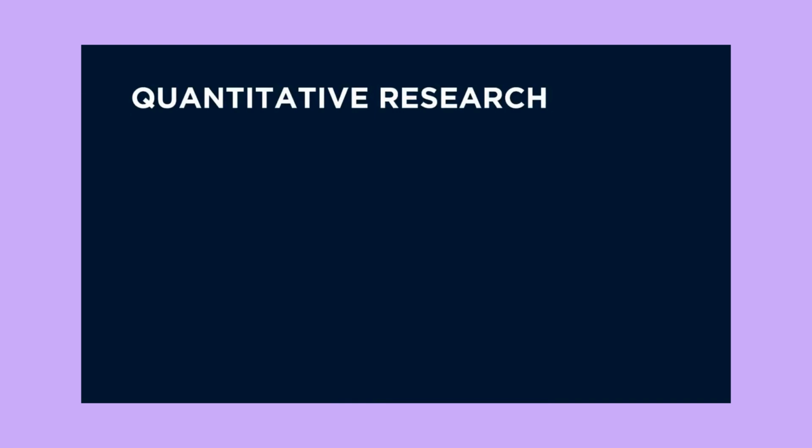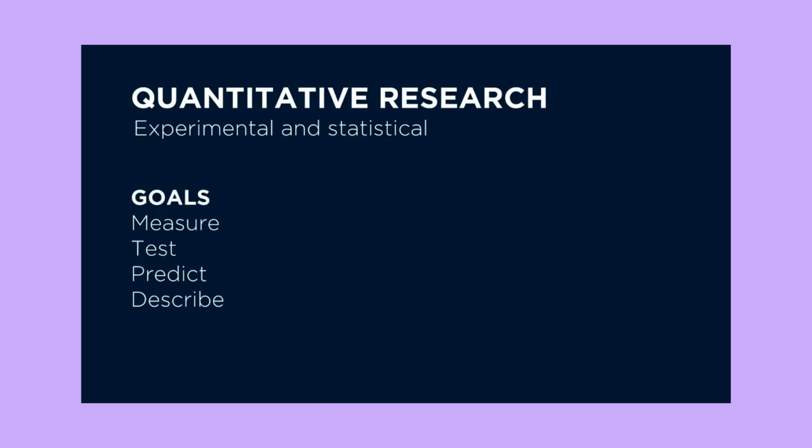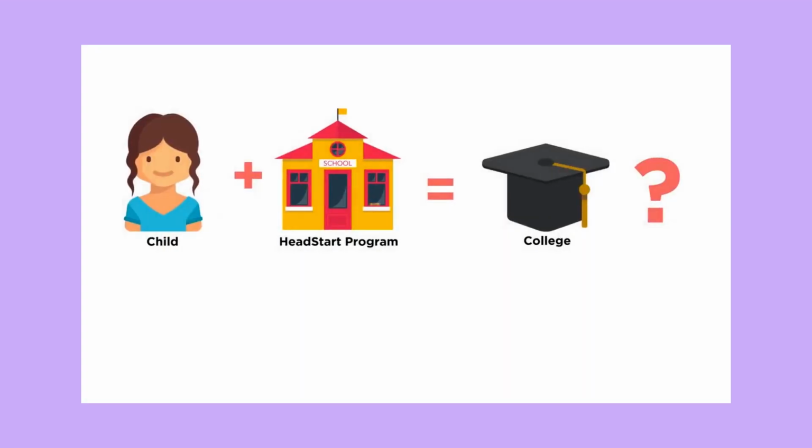Let's start by comparing the goals of quantitative and qualitative approaches. When you think quantitative, think experimental and statistical. The goal here is to measure, test, predict, and describe using statistics. If you conduct a statistical analysis of the correlation between a child's participation in a Head Start program and their likelihood of going to college, you're taking a quantitative approach.